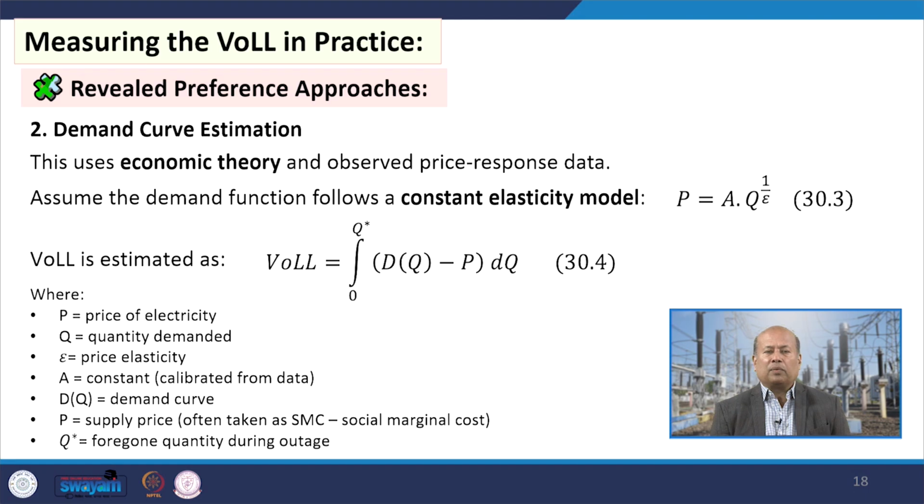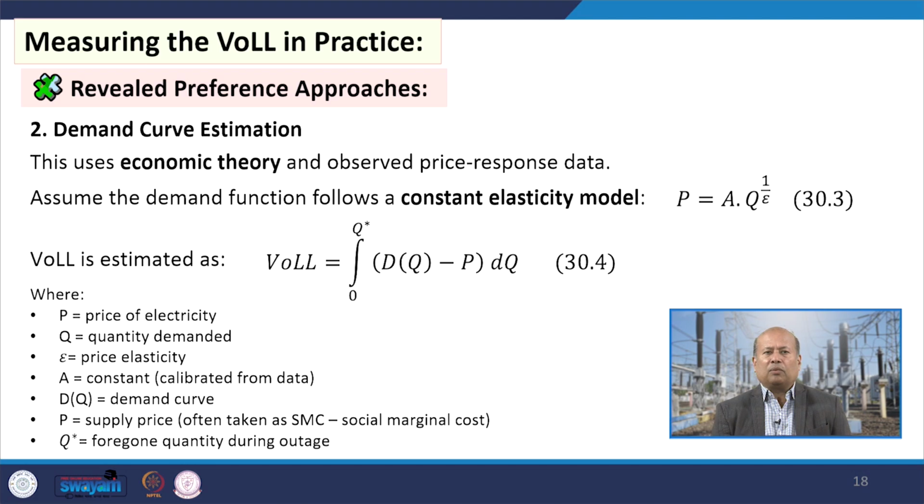Now, demand curve estimation, where this uses economy theory and observed price response data, assume the demand function follows constant elasticity model, P equal to A Q to the power 1 upon epsilon, and VoLL is estimated as integral dQ minus P over a period 0 to Q, where P is the price of electricity and Q is quantity demanded and epsilon is price elasticity.